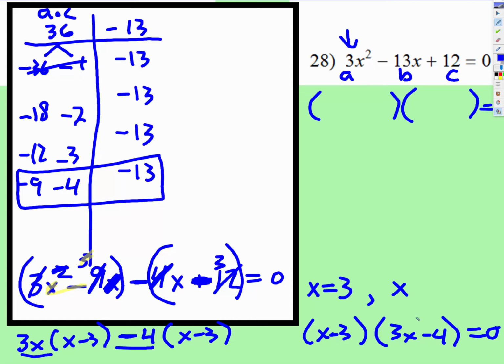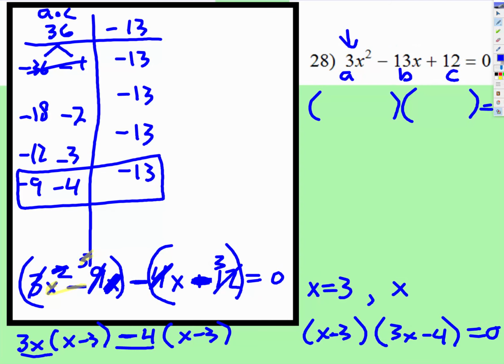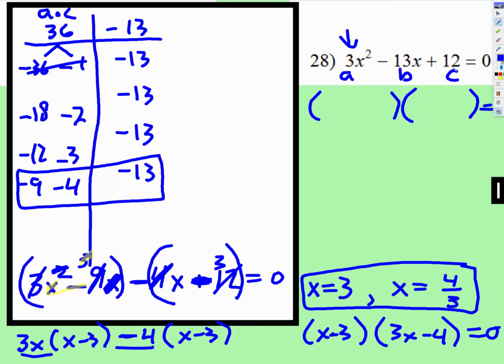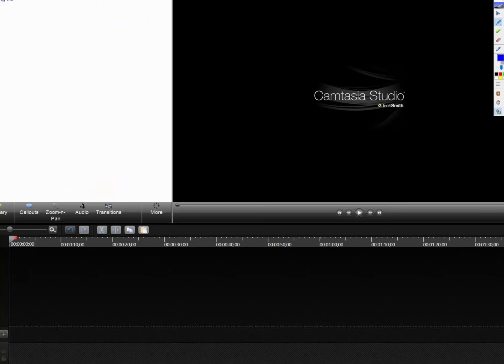Ignore that 3 for just a second. So imagine we couldn't see that 3. You could ask yourself, what's the opposite of negative 4? Well, 4. Then we can look at that attached 3 and ask ourselves, what's the inverse of multiplying by 3? Dividing by 3. And then those would be the two x values that make that quadratic equal to 0. All right, that is it.